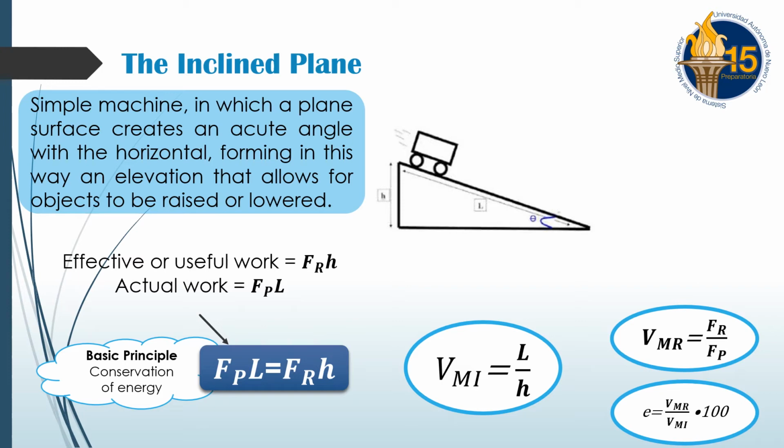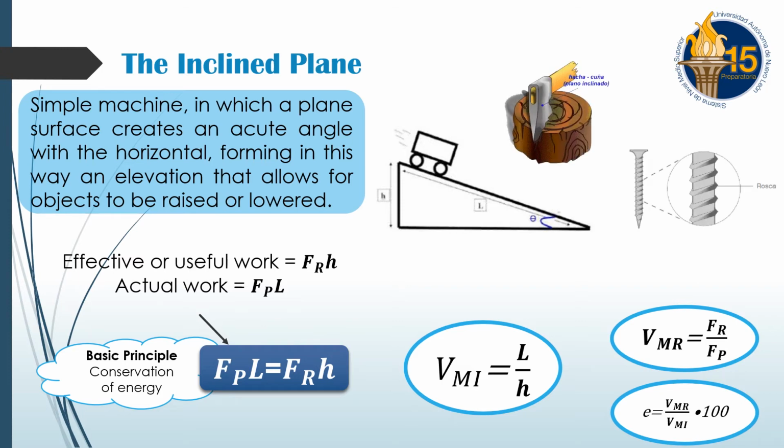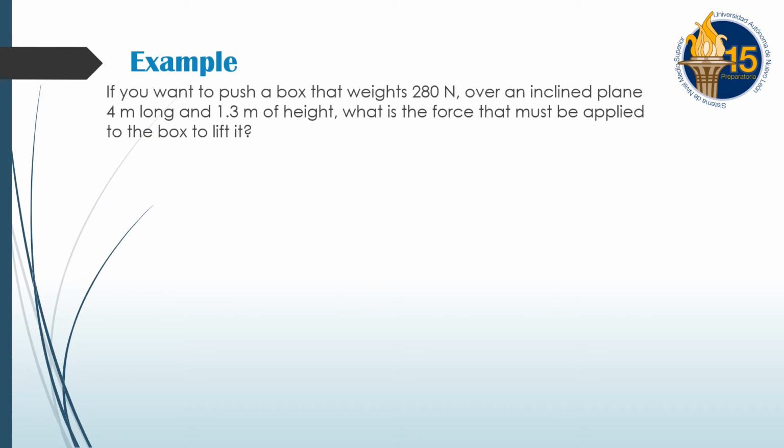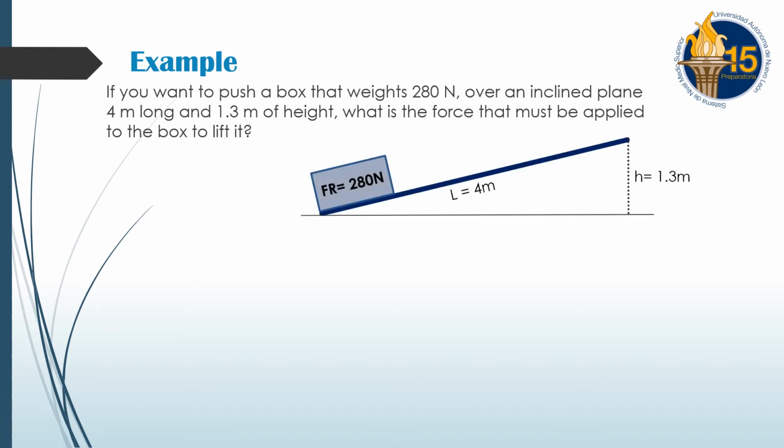It is important to mention that the wedge and the screw are simple machines derived from the inclined plane. Example: if you want to push a box that weighs 280 Newton over an inclined plane 4 meters long and 1.3 meters of height, what is the force that must be applied to the box to lift it?